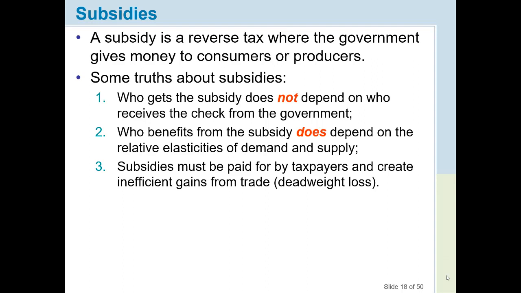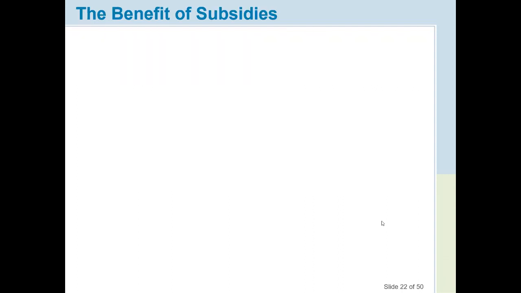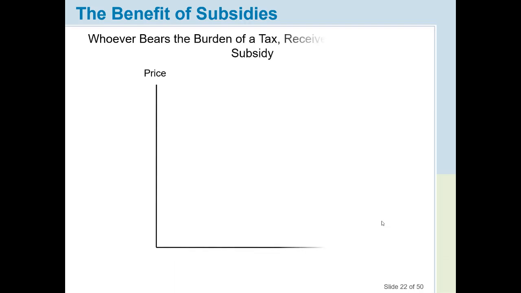You'll notice the parallels with taxes. Who gets the subsidy, in other words, who ends up benefiting from a subsidy, does not depend on who receives the check from the government. The subsidy could be directed at the buyers or directed at the sellers, but ultimately who gets it will depend on the relative elasticities of the demand curve and the supply curve. And subsidies finally are paid for ultimately by taxpayers because the government gets its money to pay the subsidy from its source of revenue, which is the taxpayers. And like taxes, subsidies create deadweight losses. So let's take a look at how subsidies work, how we shift the supply or demand curve to analyze a subsidy, and we'll also think about who gets the bigger benefit of a subsidy based on elasticity in this supply and demand diagram.